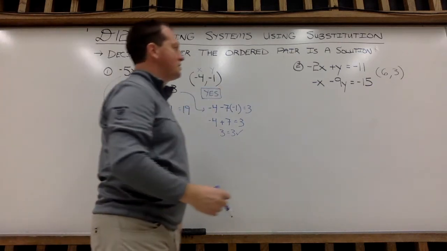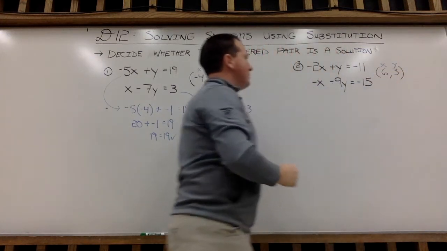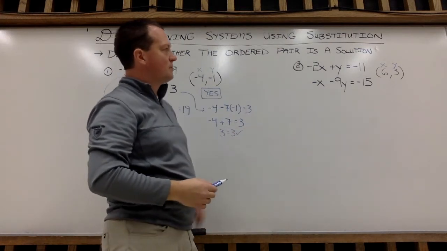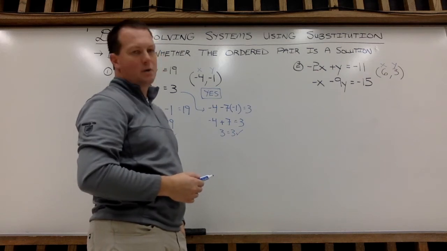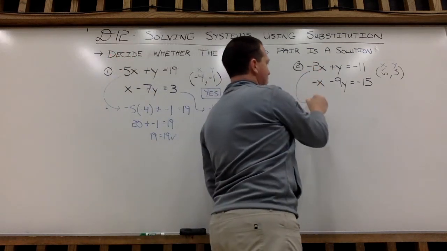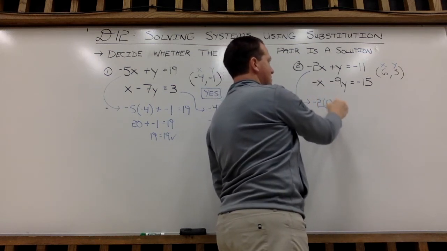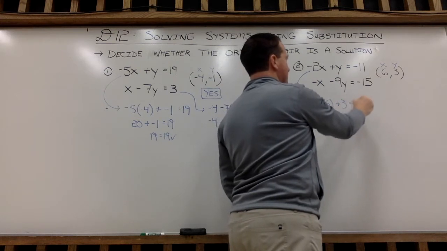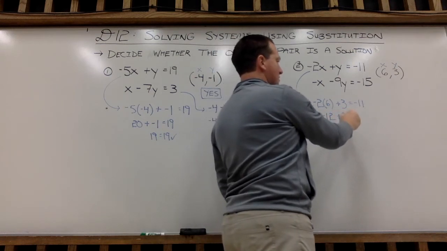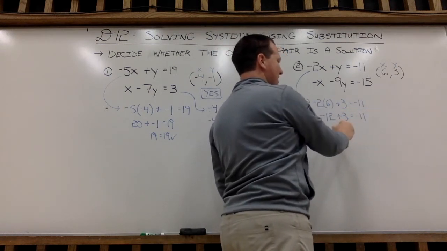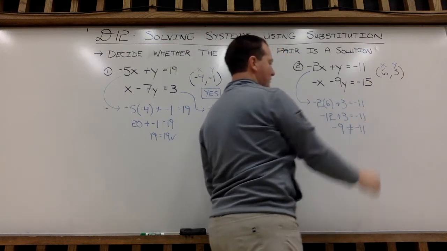Taking a look at our second example, we're going to check if x is 6 and y is 3 is a solution to the given system. -2x plus y is -11, and -x minus 9y is -15. So again, we're going to check both equations. Is -2 times x, which is 6, plus y, which is 3, equal to -11? -2 times 6 is -12, plus 3 is -9. Last time I checked, -9 is not equal to -11.